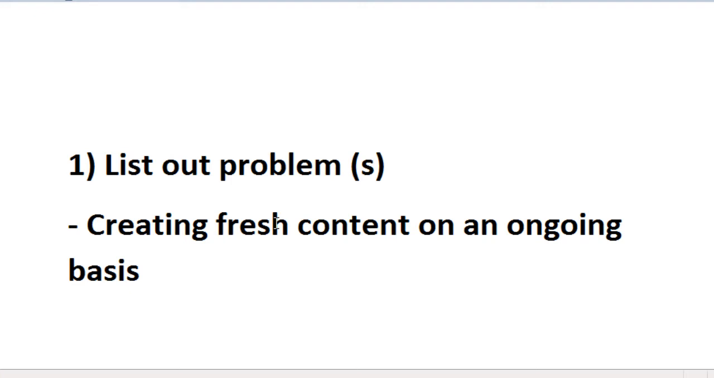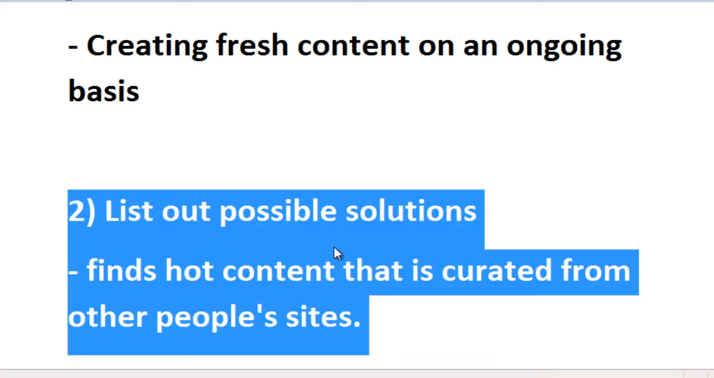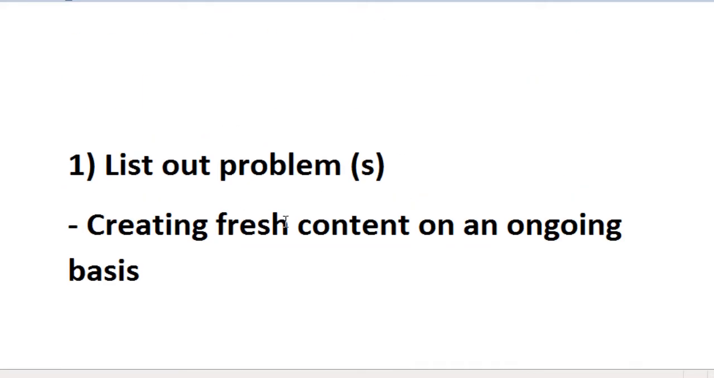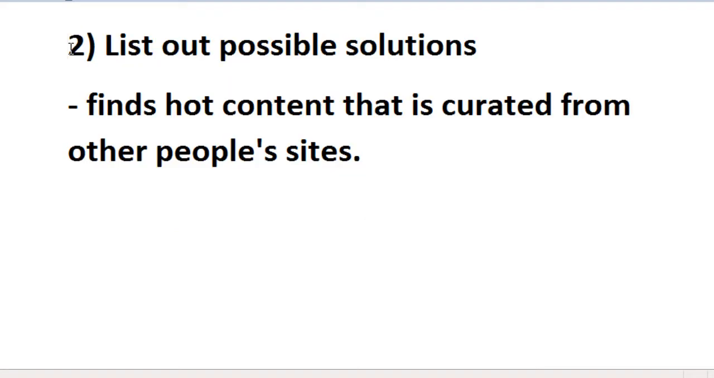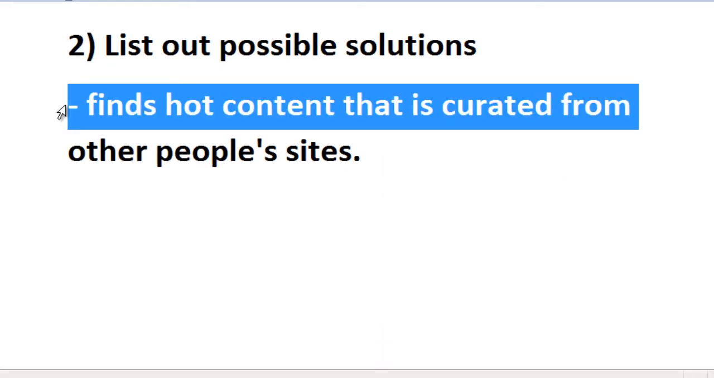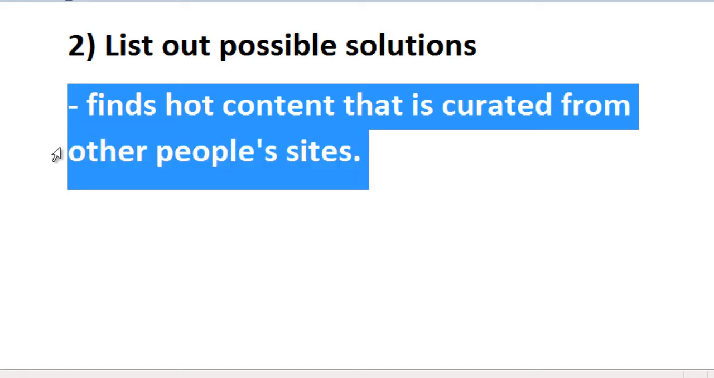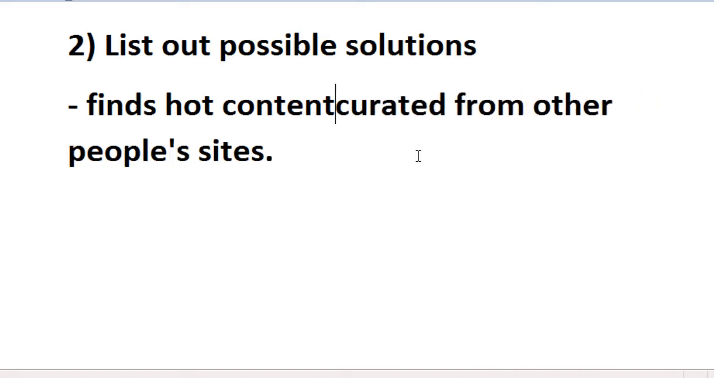Okay, so back to where we left off in the previous video. What we're going to do now is break down the list of possible solutions. We already figured out that the problem was creating fresh content on an ongoing basis. Now we're going to take the list of possible solutions right here, which is finds hot content that is curated from other people's sites and maybe places it on the WordPress post or the page. So let's write that down. Finds hot content that is curated. Let's break it down here.